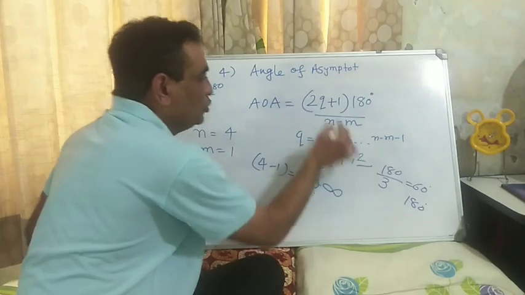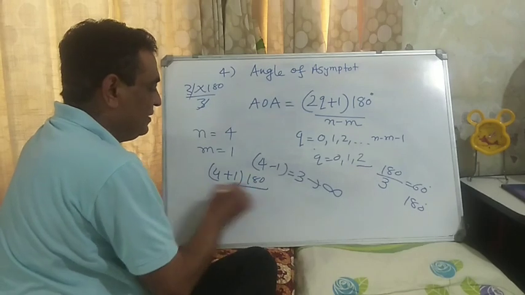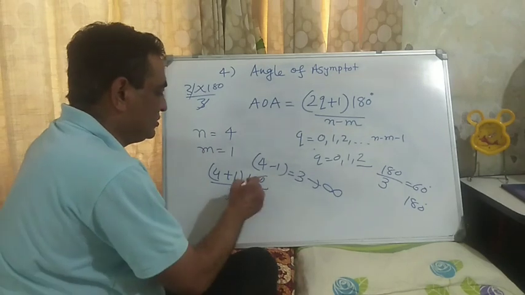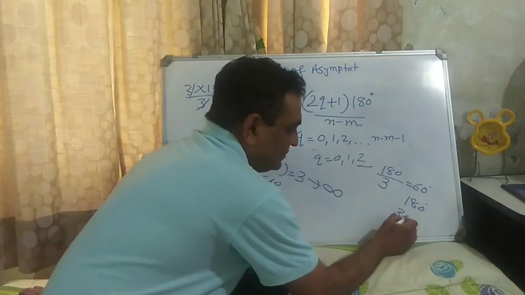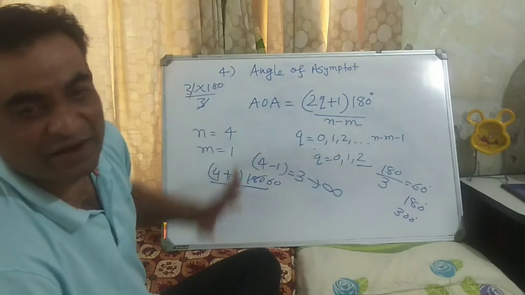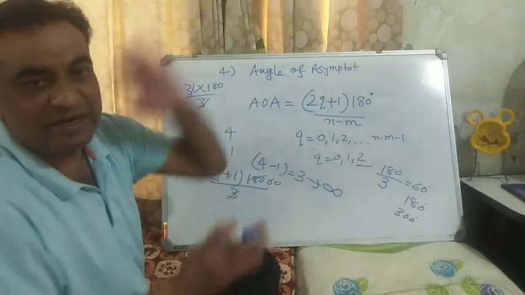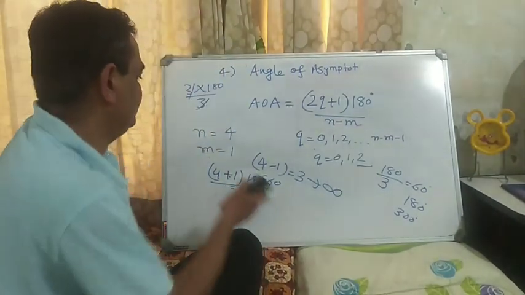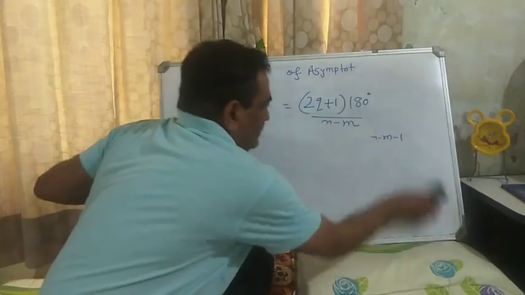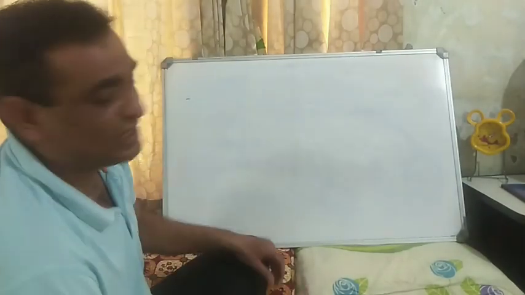Then q is equal to 2. So 2 into 2, 4 plus 1, into 180 degree divided by 3, that is 60 into 5, which is 300 degree. So 60 degree, 180 degree and 300 degree are the angles of asymptotes. These 3 angles of asymptotes will guide the root locus to terminate at infinity. So this was about rule number 4, that is angle of asymptotes.